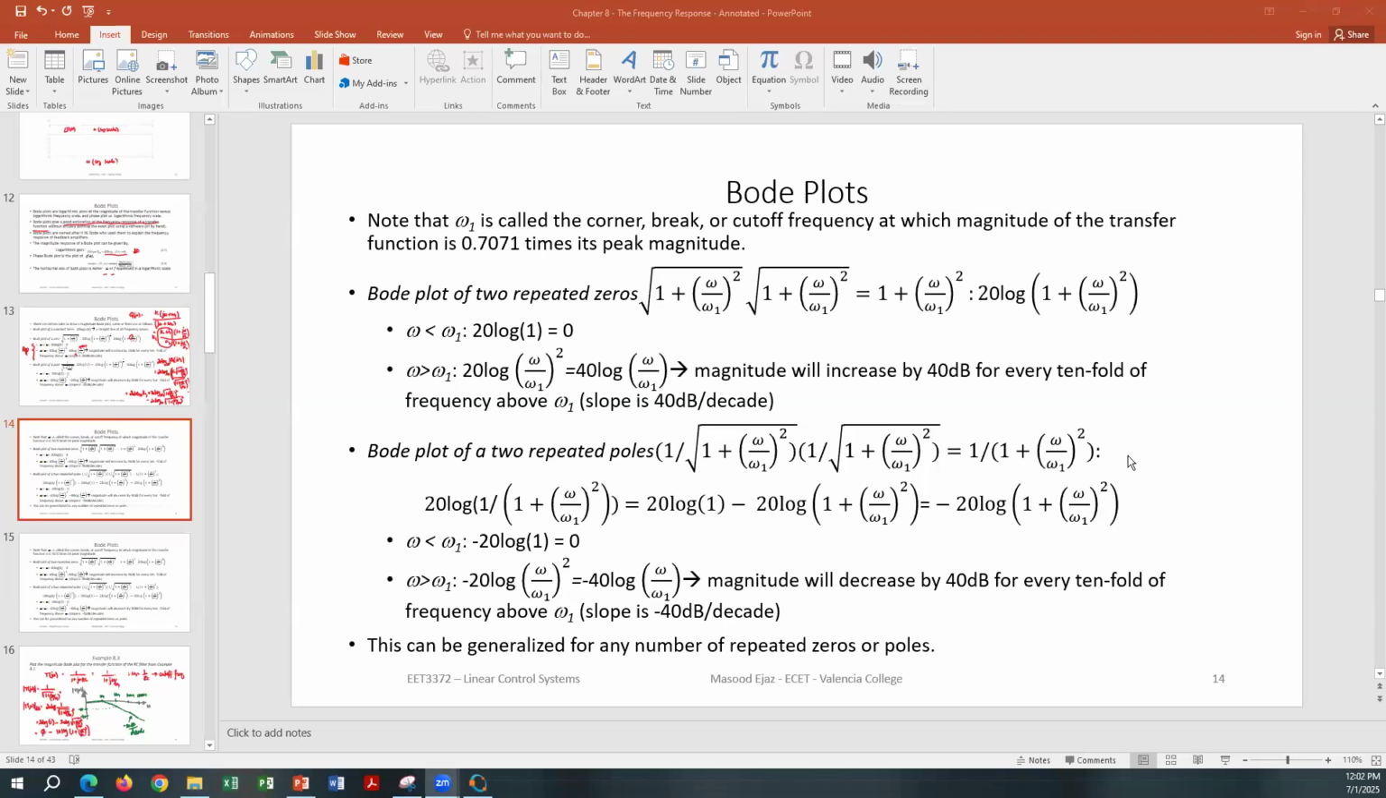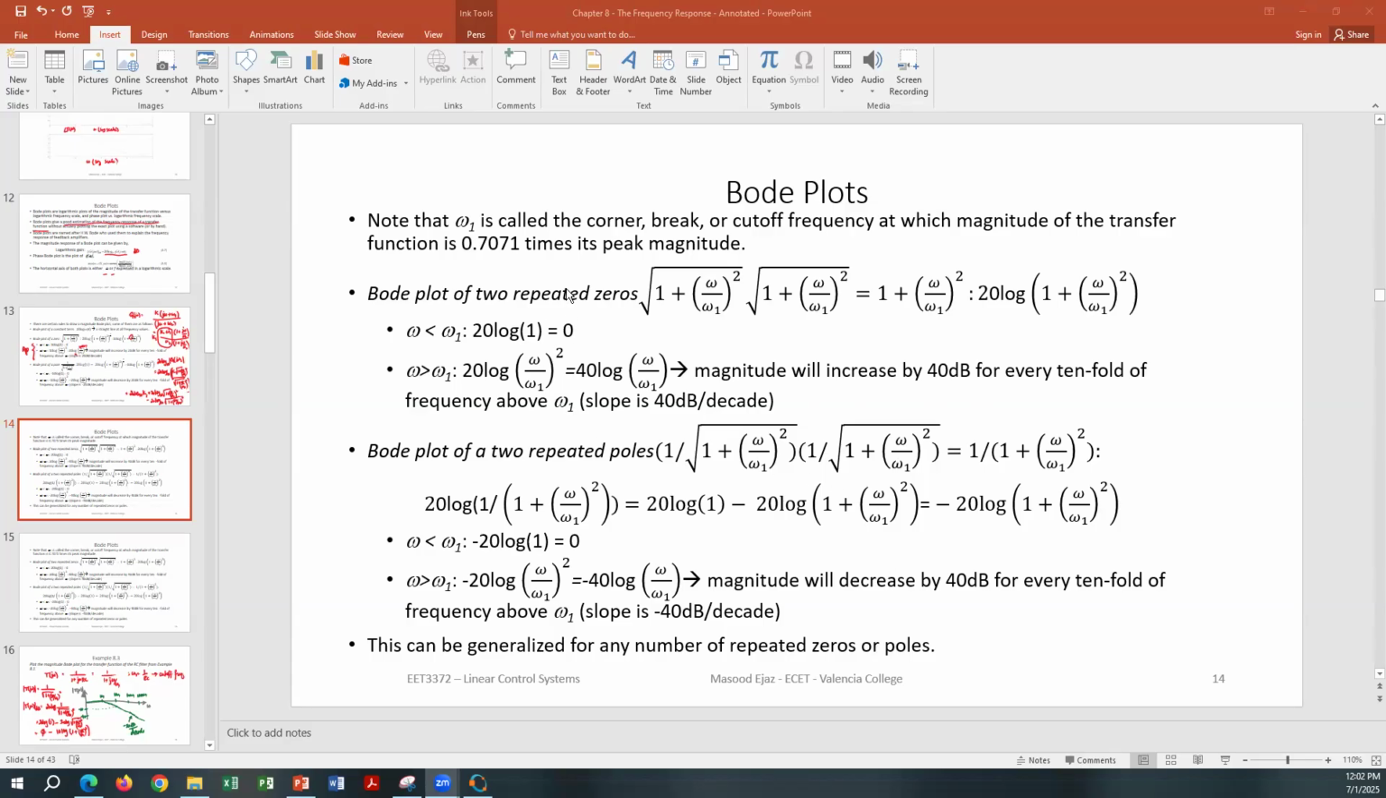Okay, guys, so the last thing that we have to do today is look at repeated roots, repeated zeros, or repeated poles in the transfer function. They're very simple to treat in Bode plots because anything that is a square or cube, when you're taking the log, you just multiply the power by the gain of the logarithmic scale.